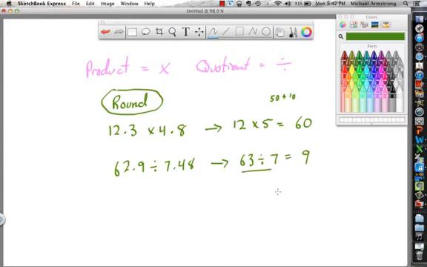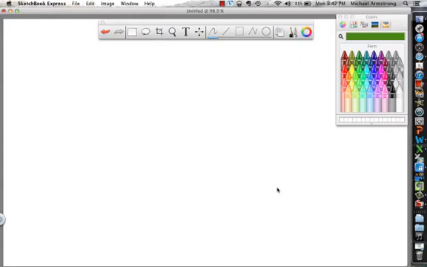But sometimes the numbers don't work, and I'm going to show you why we use compatible numbers. We're going to do the same thing, but we're going to use compatible numbers.